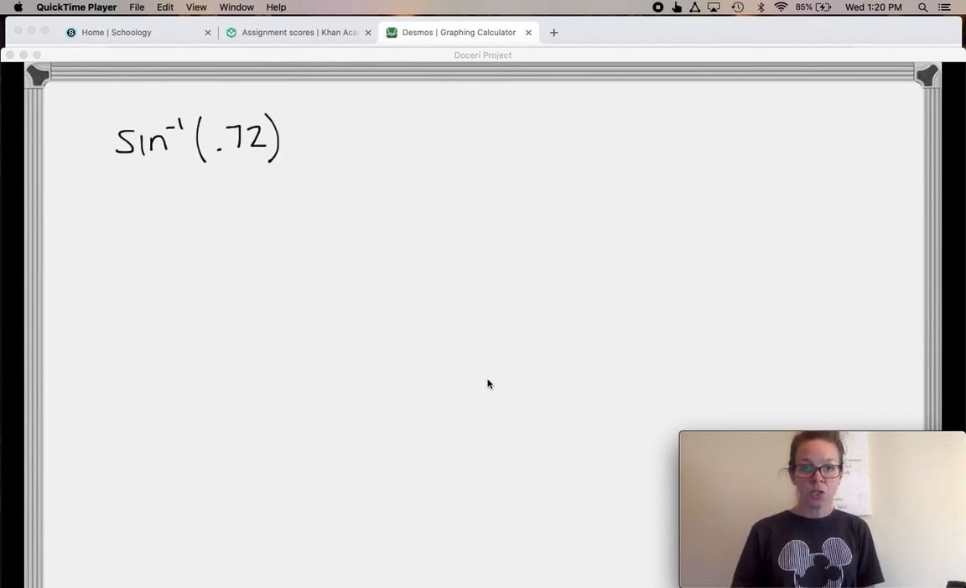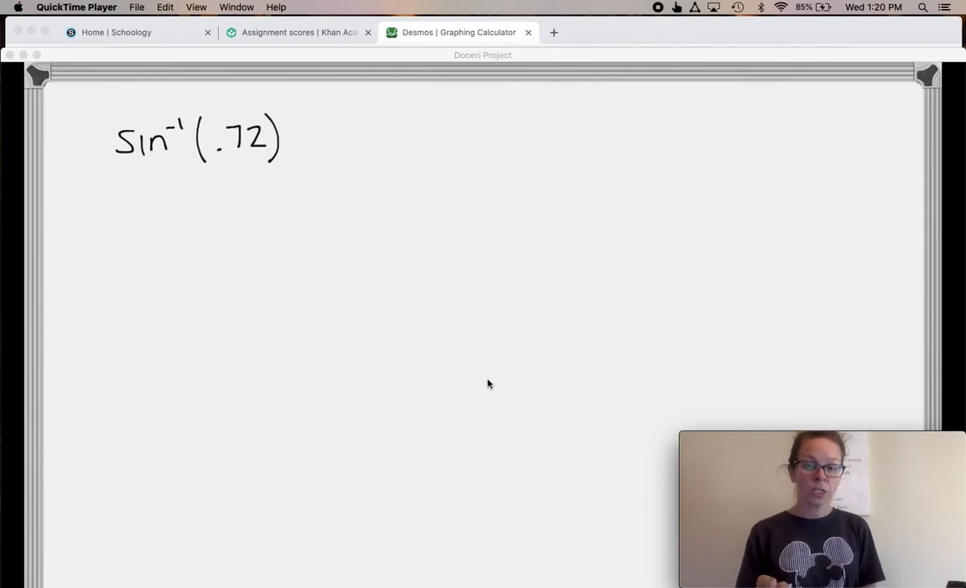Now the answer to an inverse trig question is an angle. It's finding out the sine of what angle would give us this answer of 0.72. Now remember from our graphs that sine keeps doing that wave motion, up and down and up and down and up and down. So that means there are actually infinitely many angles that would give us a sine of 0.72.